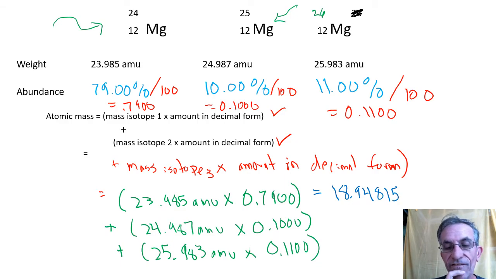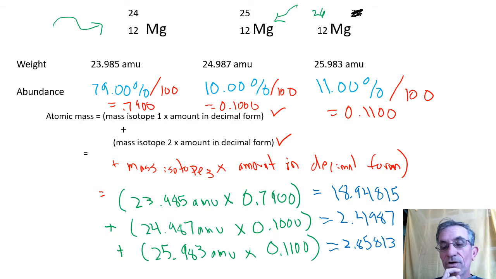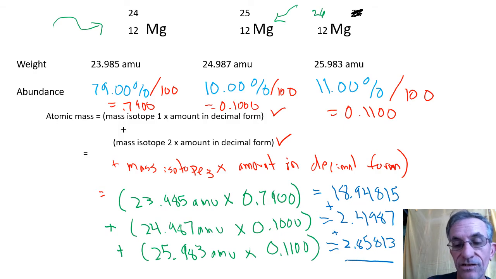And if I multiply the 24 times the 0.1, these two multiplied together are 2.4987. And if you multiply the 25.983 times 0.111, those get you 2.85813. So the total average weight, you have to add all these answers together. So after you multiply the weight of each one by its amount, then you add to get the average, actually.